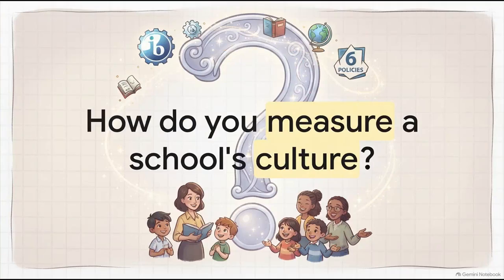Now that we've mapped out what makes up our culture, the framework, those 6 policies and the learner profile, we hit the tricky part. How do we actually measure something as vast and intangible as our school's vibe or culture? How do you put a hard rating on unwritten rules and collective well-being? Well, the good news is the IB provides a very structured way to do exactly this.